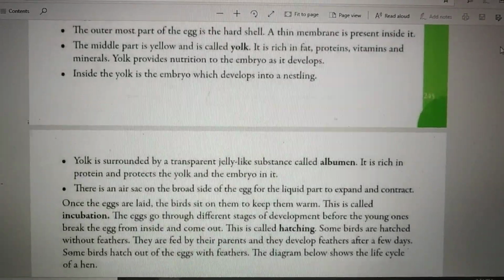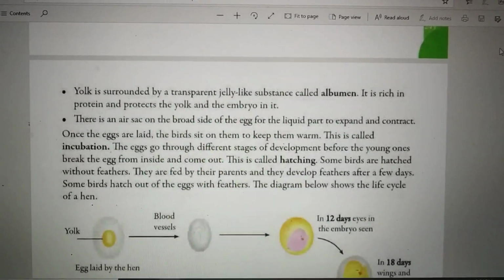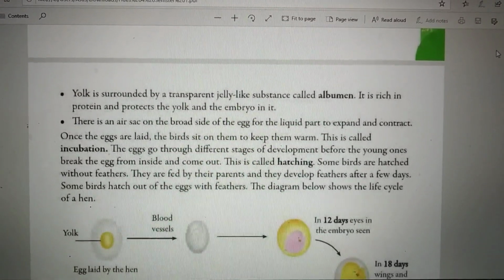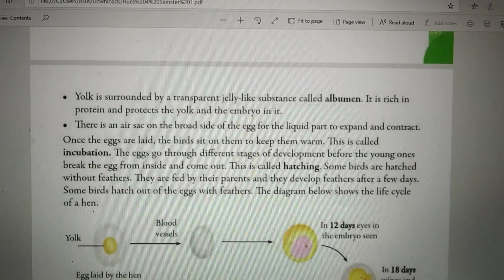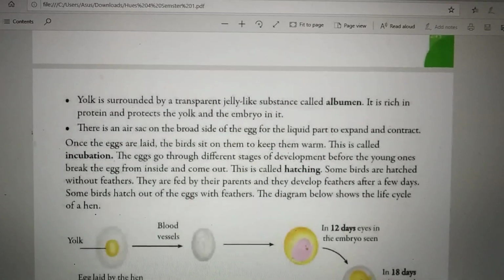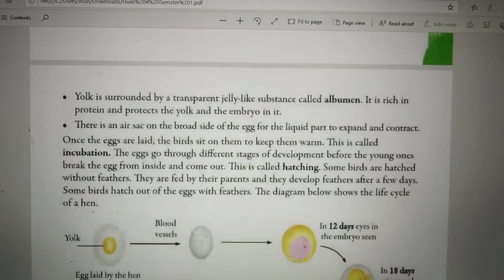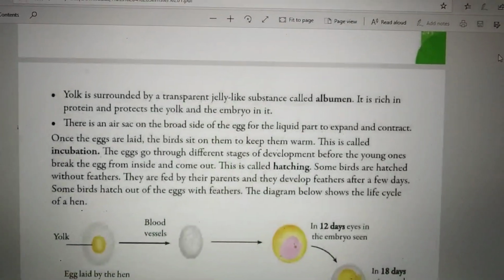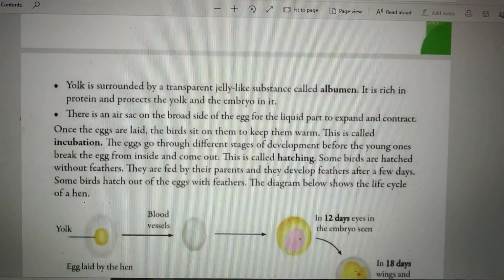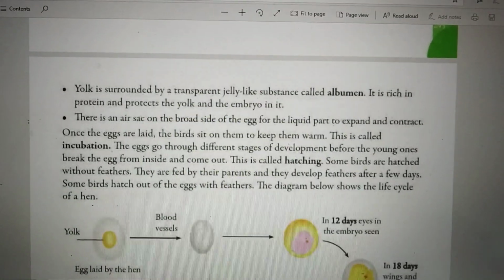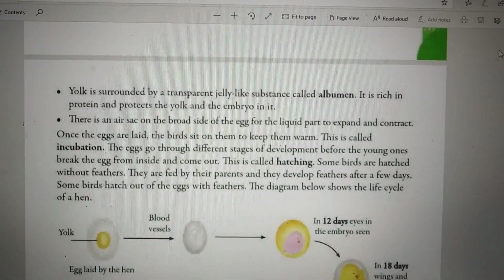Now, the yolk is surrounded by a transparent jelly-like substance called albumen. It is rich in protein and protects the yolk and the embryo in it. There is an air sac on the broad side of the egg for the liquid part to expand and contract, because slowly when the egg matures, if it is not broken, it takes up the size and structure of a bird. So it expands, its body enlarges. For that it requires an air sac for expanding and also contracting.